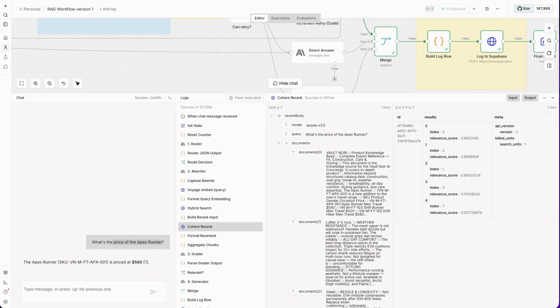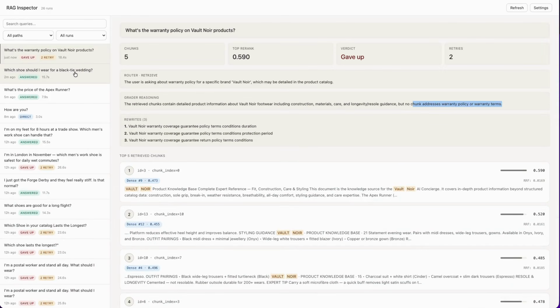Now let's do some analysis on it. This is our RAG inspector that I created just so that we can do further analysis on how this data actually came out.